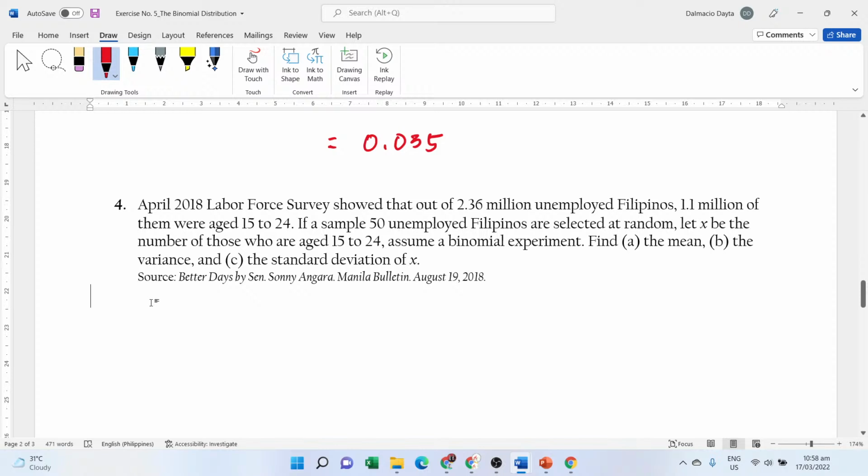Number 4. April 2018 labor force survey showed that out of 2.36 million unemployed Filipinos, 1.1 million of them were aged 15 to 24. A sample of 50 unemployed Filipinos are selected at random. Let X be the number of those who are aged 15 to 24. Assume a binomial experiment. Find A, the mean, B, variance, and C, standard deviation for X. So let us have the representation here.